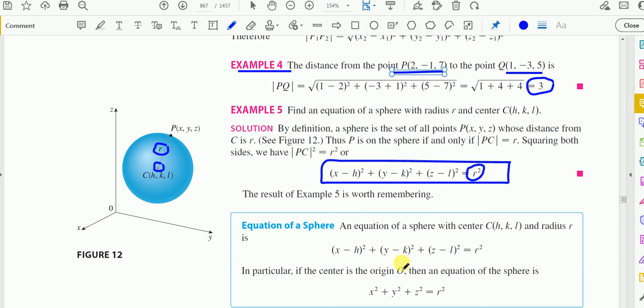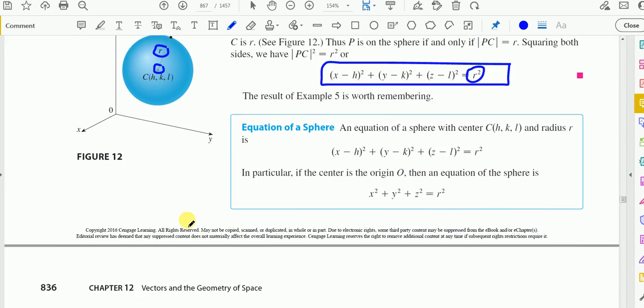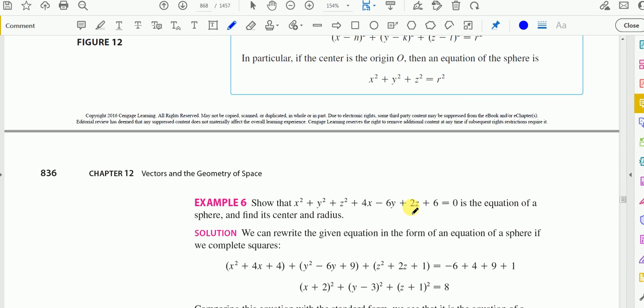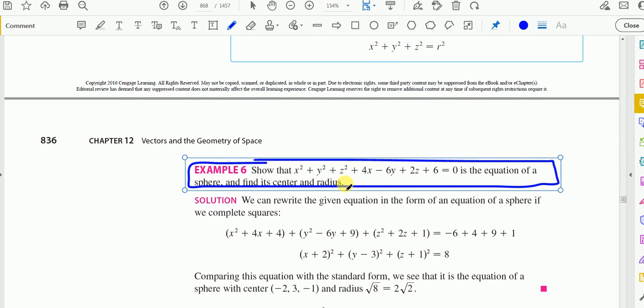Okay, let's answer this question. 1, 2, 4, 6. Let's put 6 next to it. This is a beautiful question. Show that this is the equation of a sphere, and find the radius and center of the sphere. Let's just copy these numbers here.